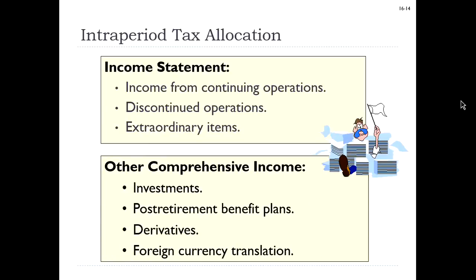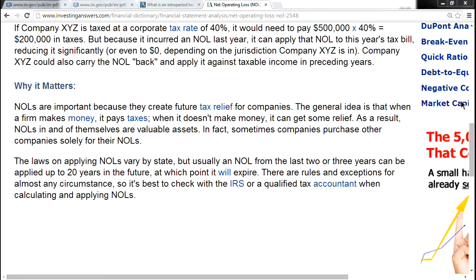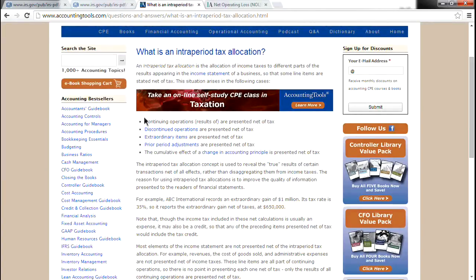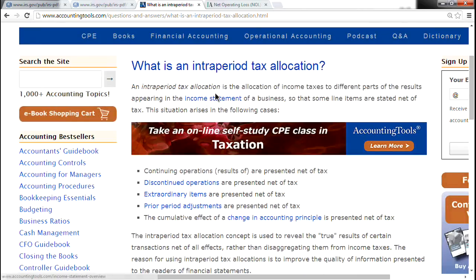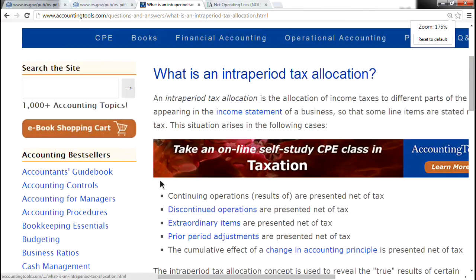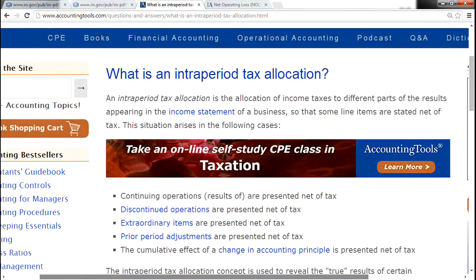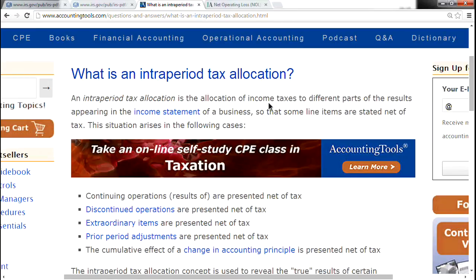The intra-period tax allocation. All right. First, we need to understand what intra-period is. I received this definition from accountingtools.com. I thought it was a good definition. The intra-period tax allocation, as it says here, let me just make it a little bit bigger, is the allocation of income taxes to different parts of the results appearing in the income statement of a business so that line items are stated net of tax.